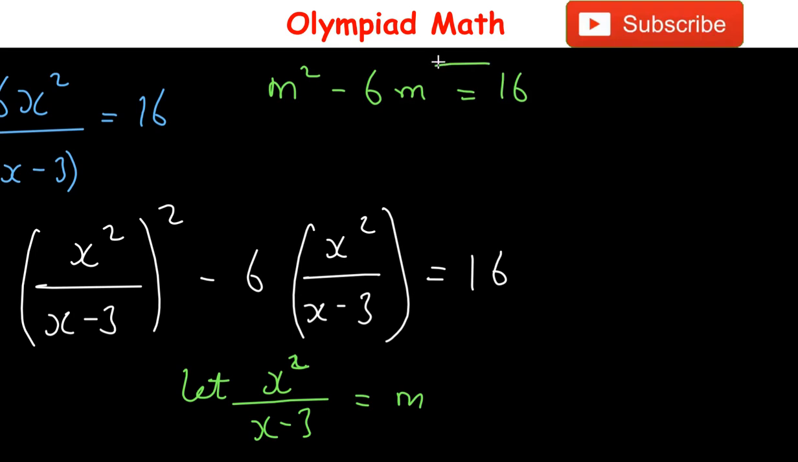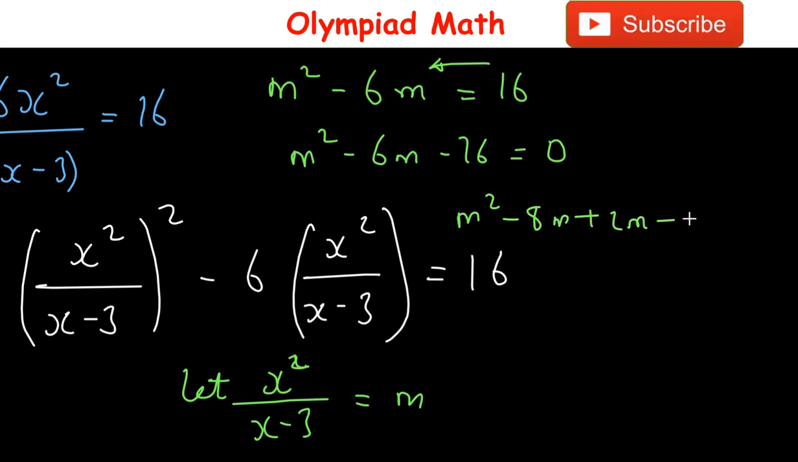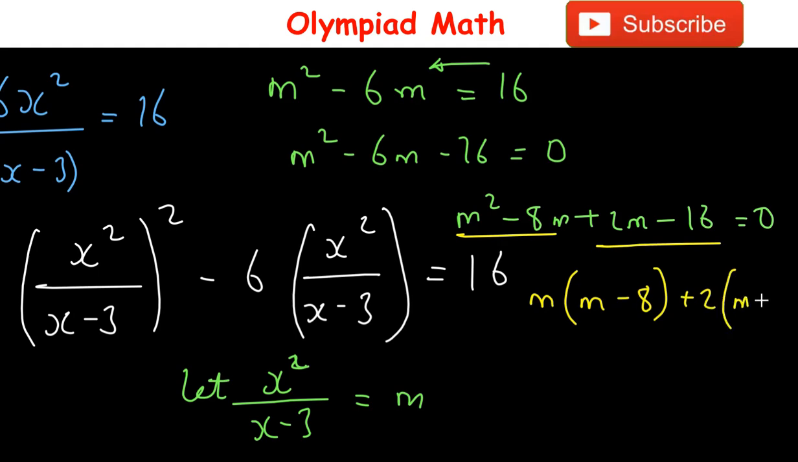Move 16 over to the left hand side, we have m squared minus 6m minus 16 equals 0. This equation is factorizable, so we have m squared, then minus 6m can be written as minus 8m plus 2m, minus 16, and this equals 0. Next, factorize out m from this. We have m into bracket m minus 8. Then factorize out plus 2 from this. We have plus 2 into bracket m minus 8, and all of this equals 0.